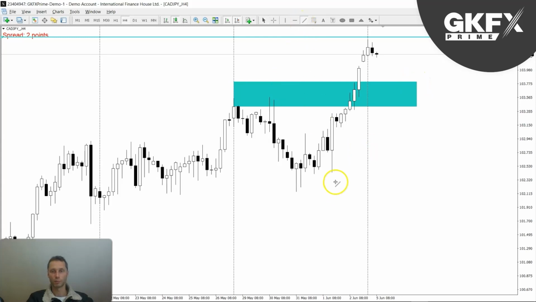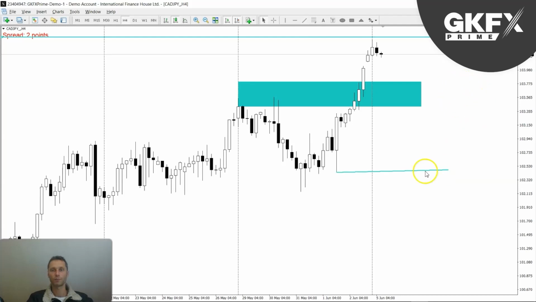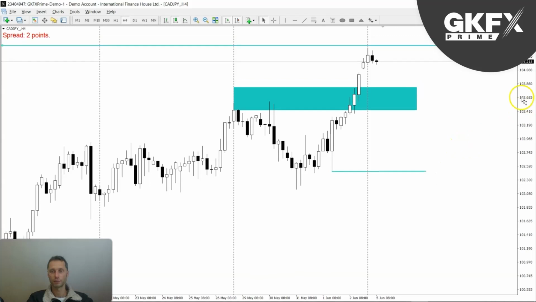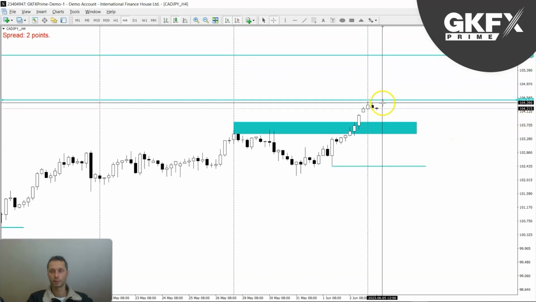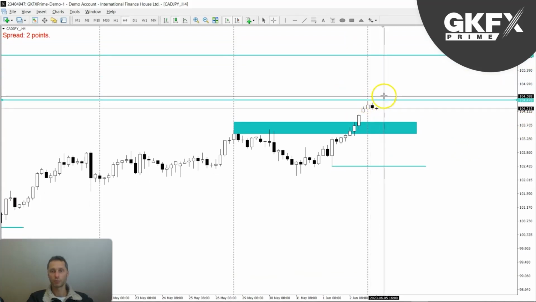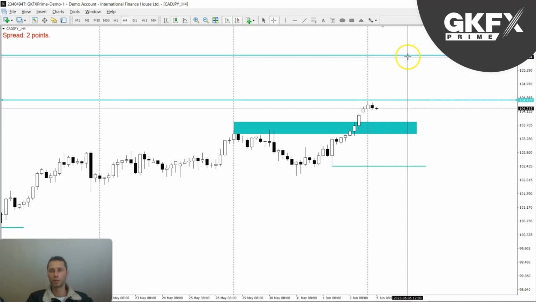So I do not expect the market to breach this level because it's a major swing low. And similar to the dollar yen, here's the first target, which we are now reaching, and here would be the ultimate one. So that's about 180 pips away.